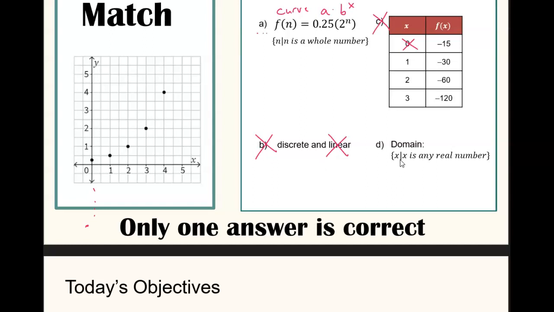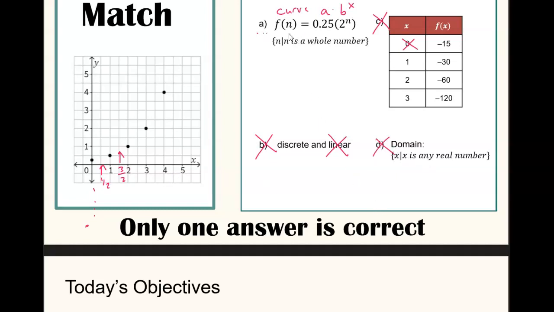And D says the domain is x is any real number. Well, what about 1/2? 1/2 is a real number. Is there a point at 1/2? Or at 3/2 right here? Is there a point there? This function doesn't seem to exist in between the whole numbers. So this is not the correct domain. The domain should be whole numbers.